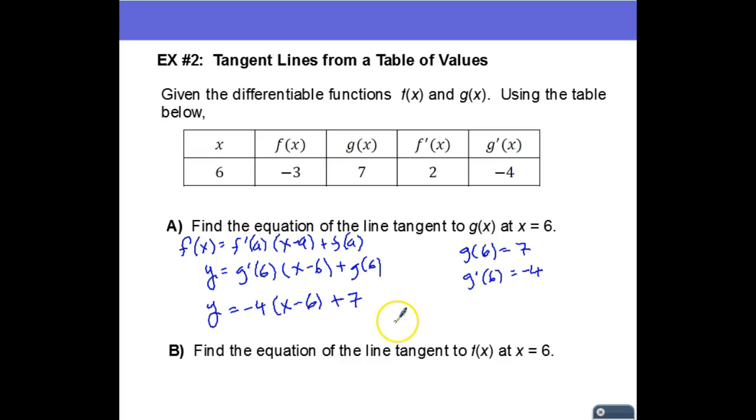Why don't you take a moment right now and pause the video and attempt exercise B, and then when you're ready, we'll come back in a moment and we will check and see how we did.